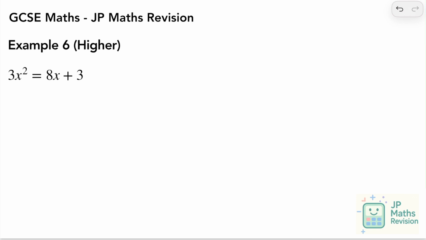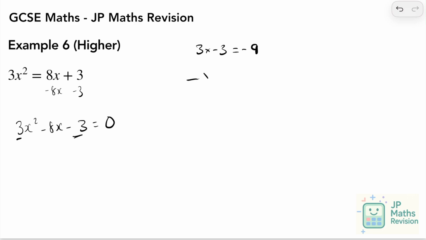Here's another higher tier example. So again, it's a non-monic quadratic. So we need to make this thing equal to 0 before we can do anything. So to do that, we're going to minus 8x and also minus 3 from both sides. So we end up with 3x squared minus 8x minus 3 equals 0. So then we are going to multiply the coefficient of x squared with that number on the end. So 3 times minus 3 gives us minus 9.